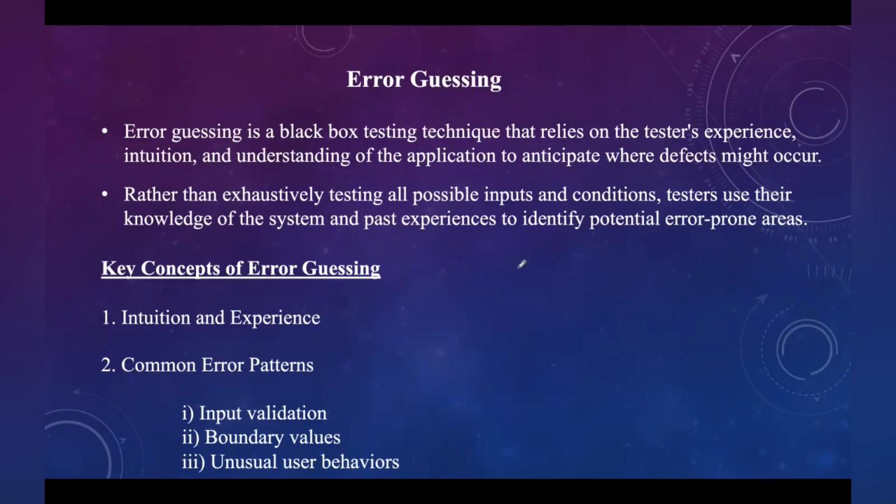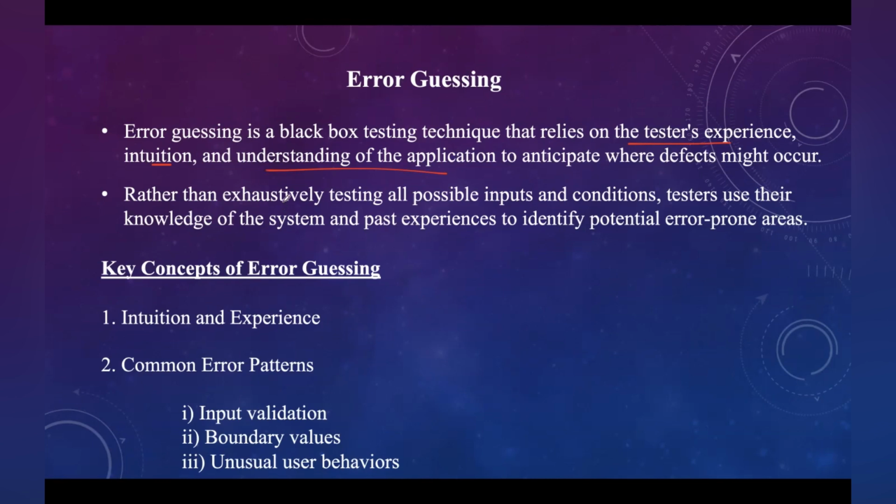In this lecture, let us discuss error guessing. Error guessing is a black box testing technique in software engineering that involves using experience, intuition, and knowledge of common pitfalls to identify potential areas where defects may exist. It completely relies on testers' experience, intuition, and understanding of an application to find out where defects might occur. It's particularly useful when formal specifications are not available or when the tester has prior knowledge of similar systems.